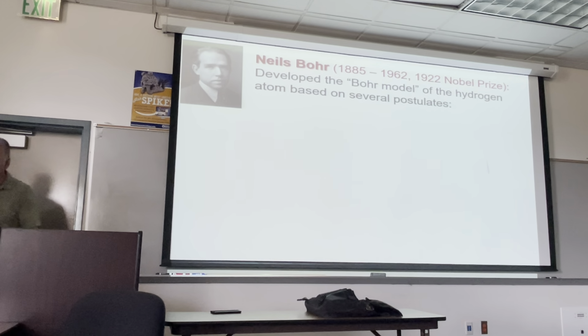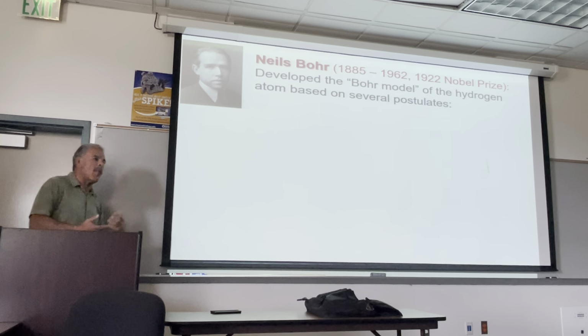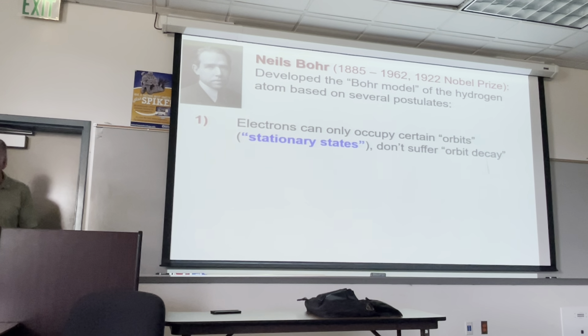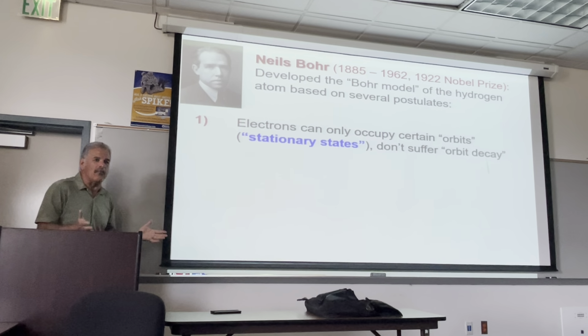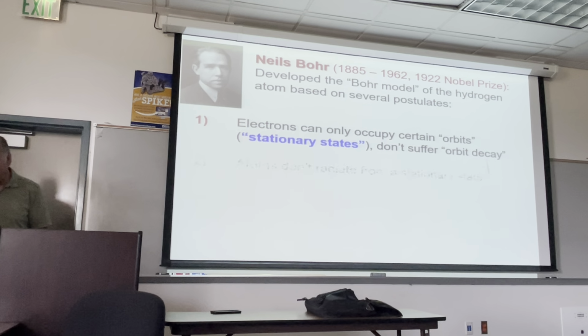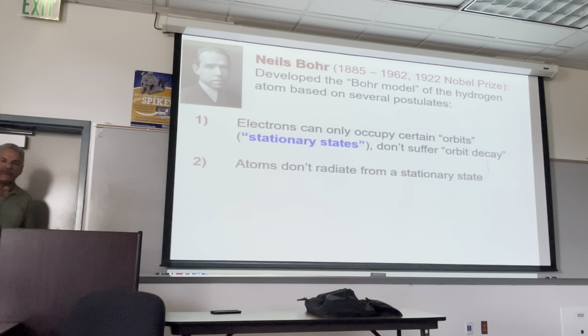All right, Niels Bohr developed the model that we are looking for now, the modern model of the atom and orbitals. So electrons can only occupy certain orbits, stationary states. They don't suffer orbit decay. Now we know this isn't true either, right? Atoms don't radiate from a stationary state.